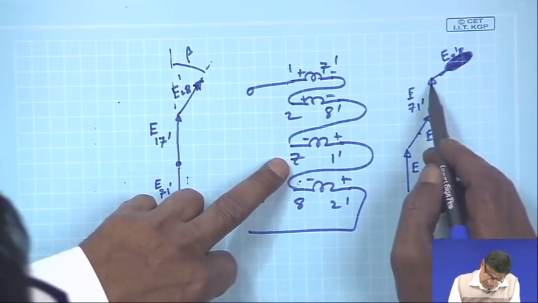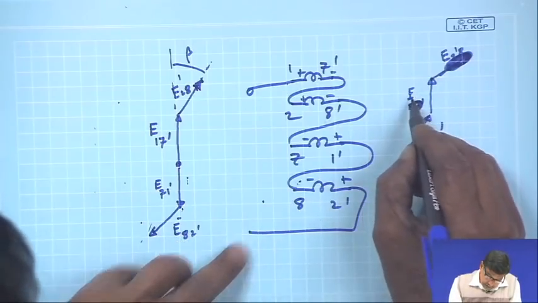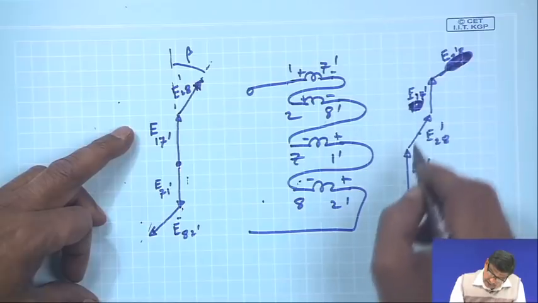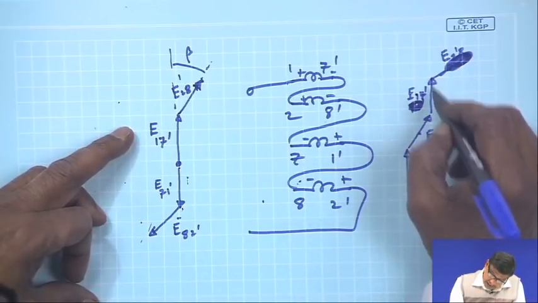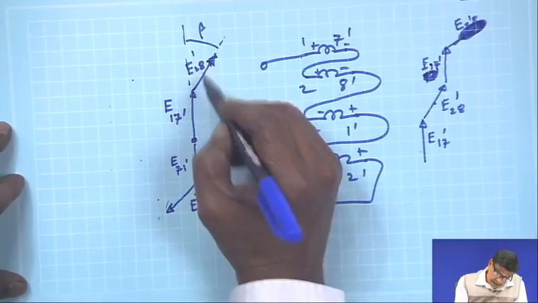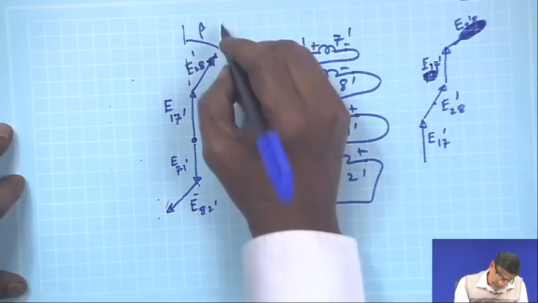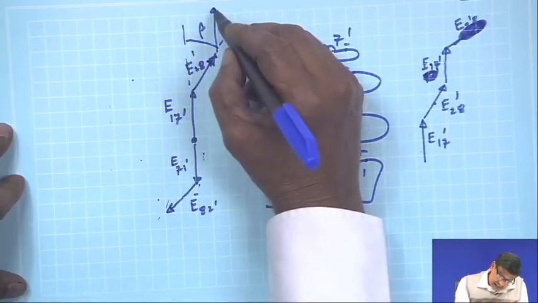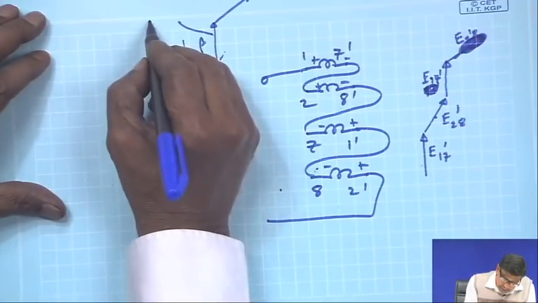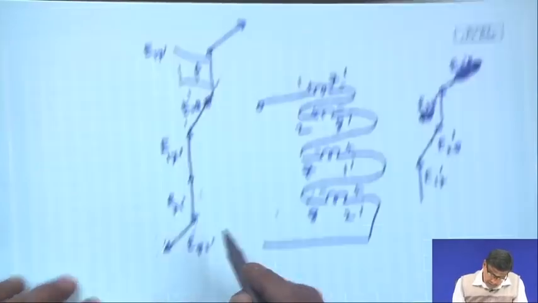E7-1' is correctly drawn, 1-7' is it? I have it opposite, 1-7', and then E2-8', and then these two voltages will be this and this. So, what I am trying to tell you, here you add the negative of this and negative of this. This was E7-1', so it must be called E1-7'. This voltage was E8-2', so it must be called E2-8'.